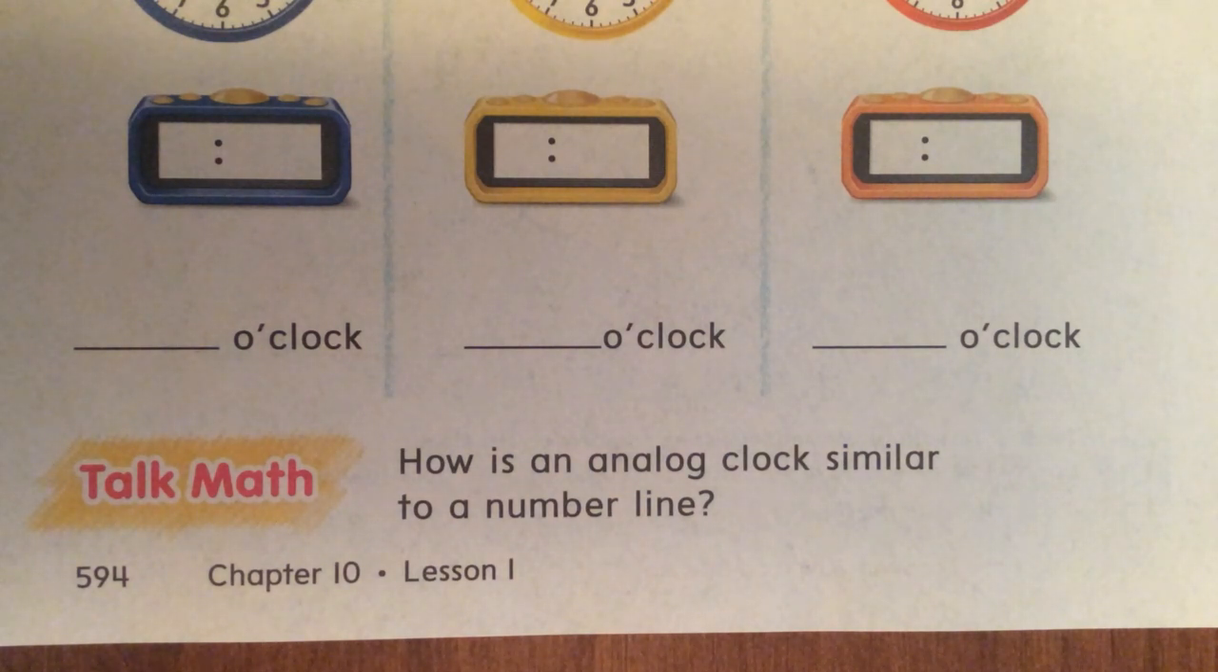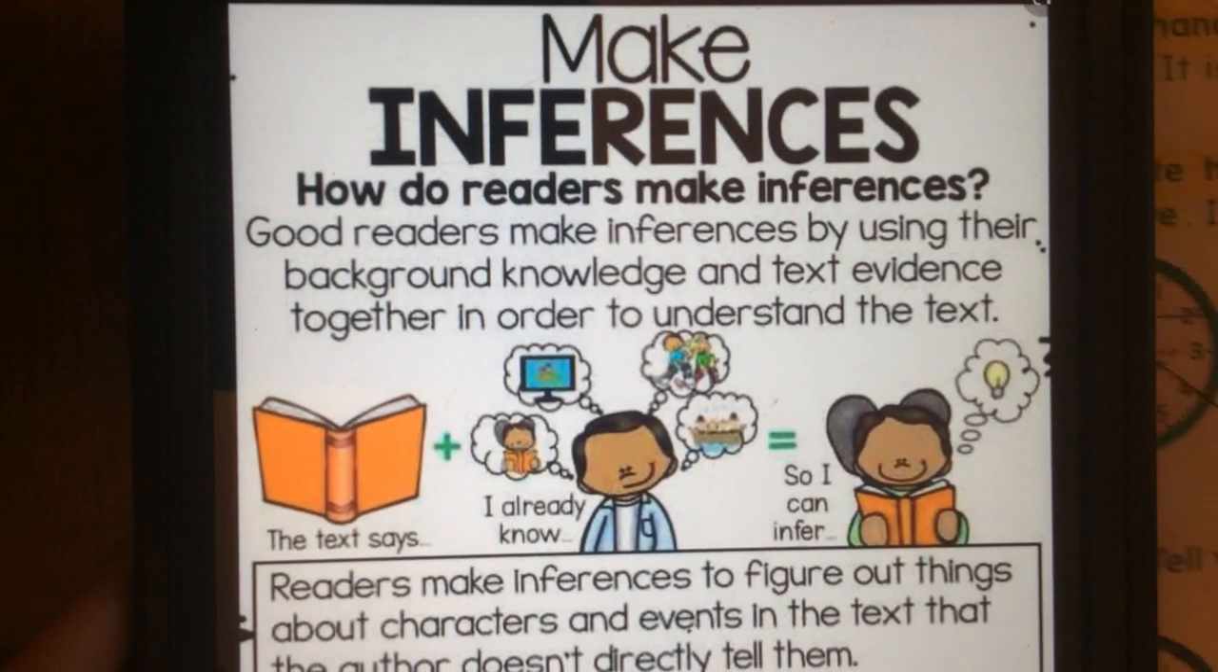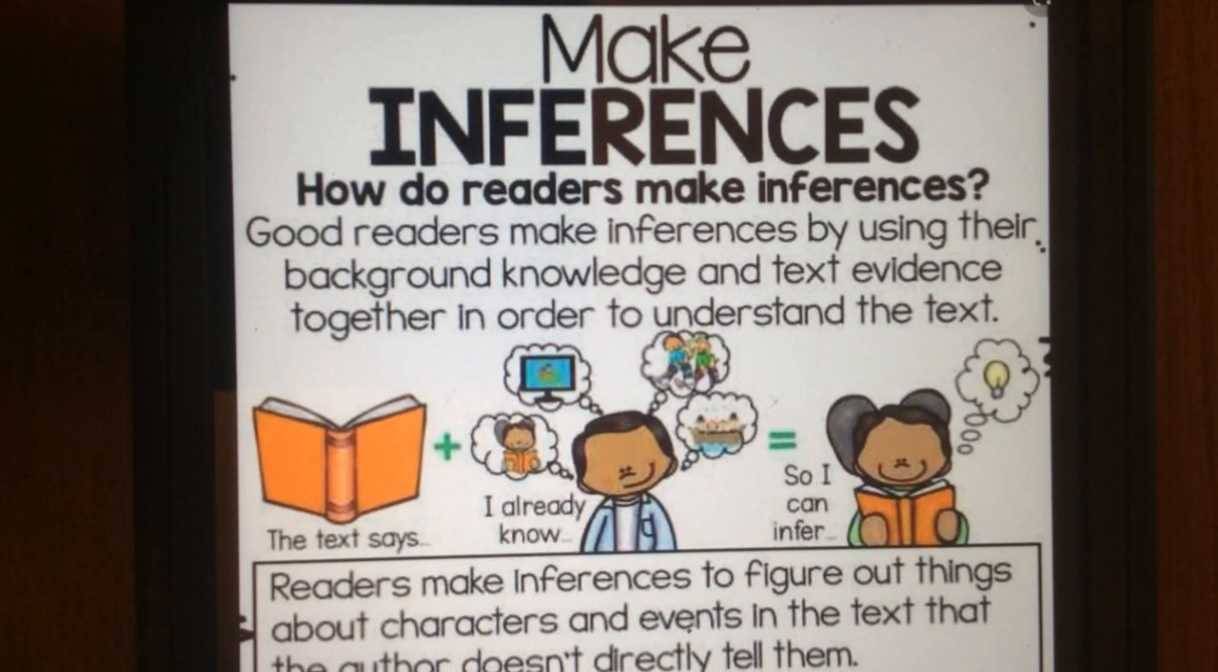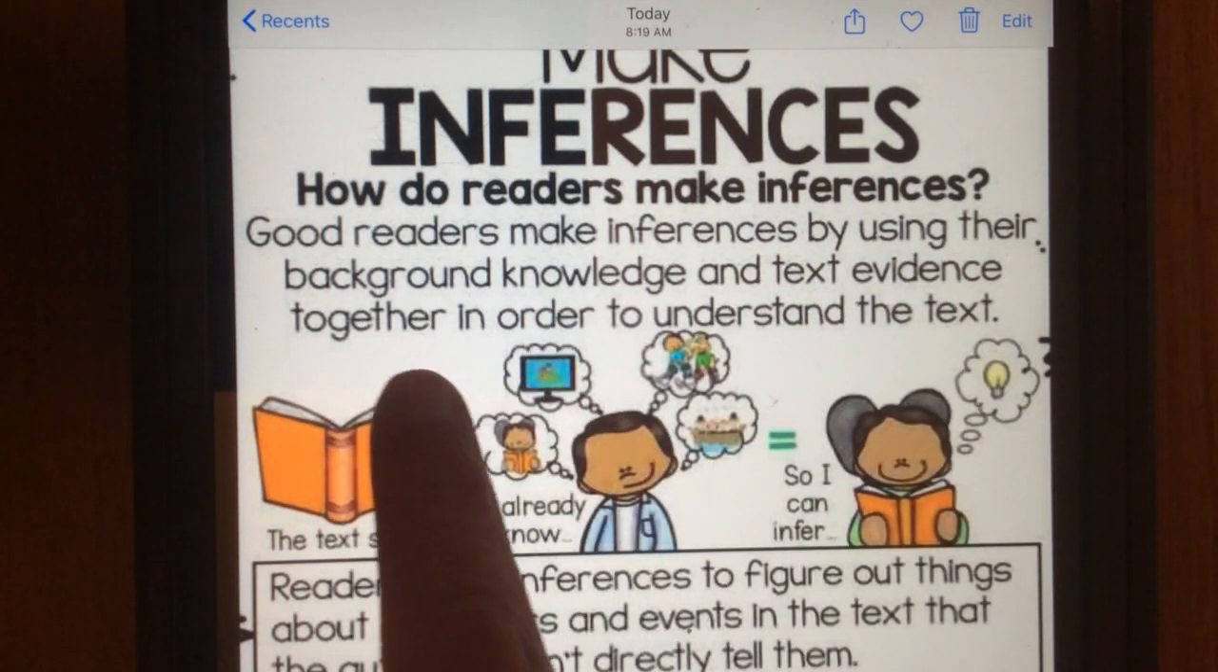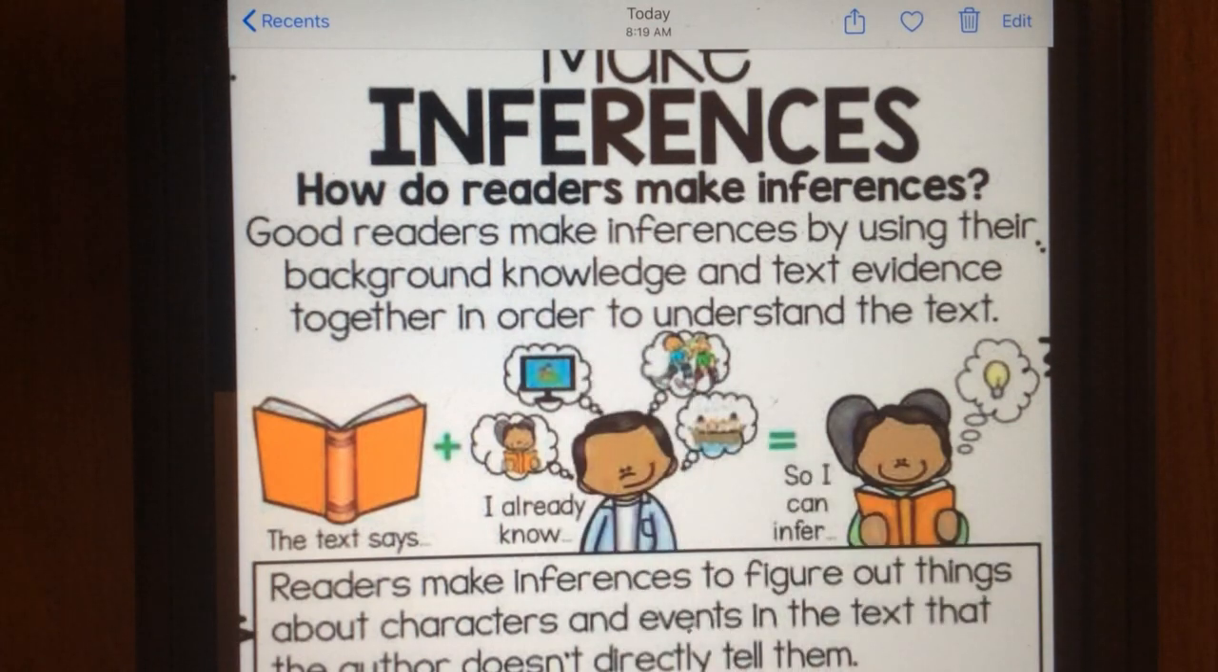All right, for reading today, we are going to talk about something called making inferences. And making inferences is something that you do as a good reader. And I'm actually going to show you this. It's called making inferences, and you might wonder what that means. So it says, how do readers make inferences? Good readers make inferences by using their background knowledge and text evidence together in order to understand the text.